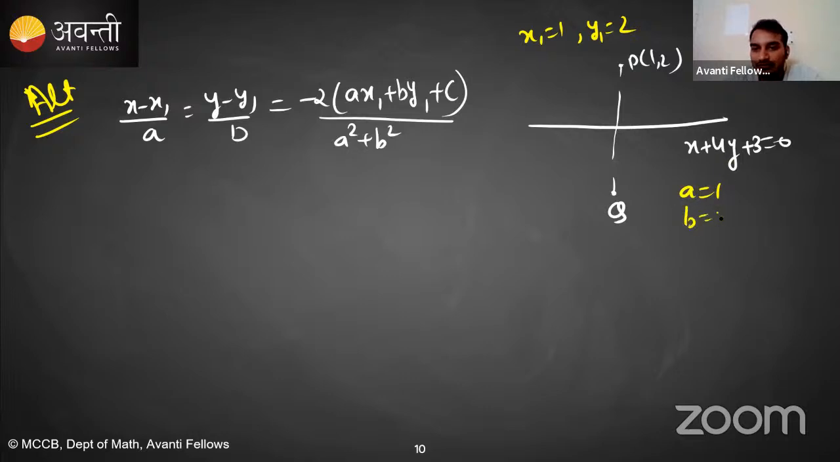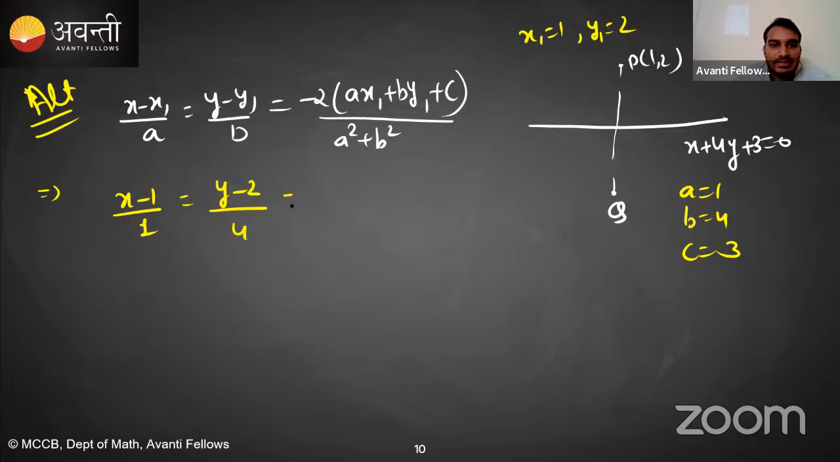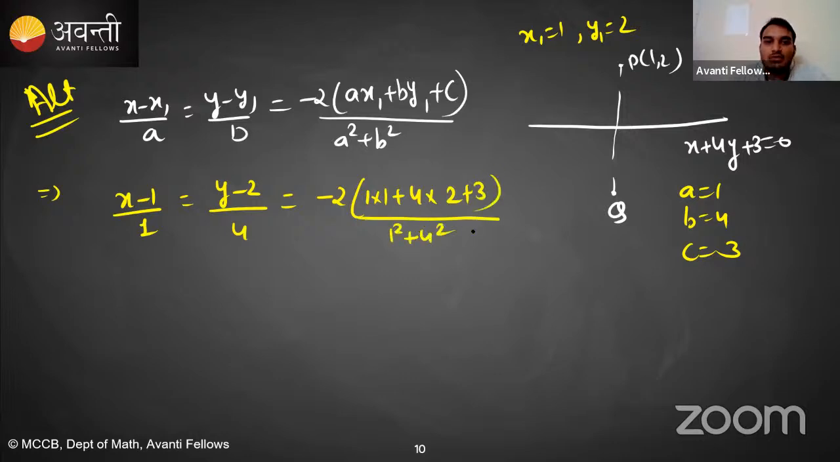Coefficient of y, which is 4. What is C? Constant term C, 3. So now apply this in the formula. So (x minus 1) upon A is equal to (y minus y1) upon B is equal to minus 2 times (A into x1 plus B into y1 plus C) upon (A square plus B square).